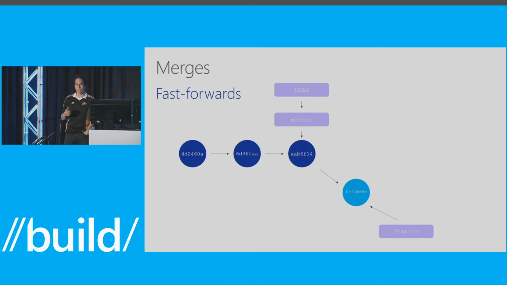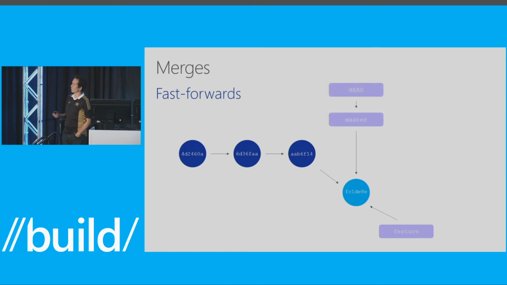AAB6F14. It's really hard to talk about commits because they are SHAs. And we decided that we want to merge this commit in, but we noticed that our branch hasn't diverged from that point. We didn't make any new commits on our branch, so we can do what we call a fast forward operation. Since there's no other history to reconcile, we can just move the pointer to the tip, and now we've merged the branch. So again, this is yet another reason why merges are often very cheap or very easy.